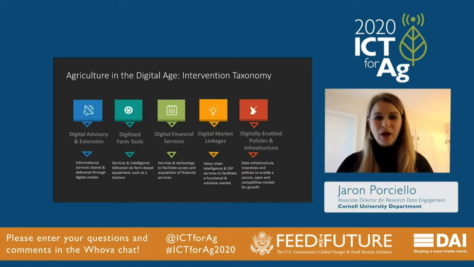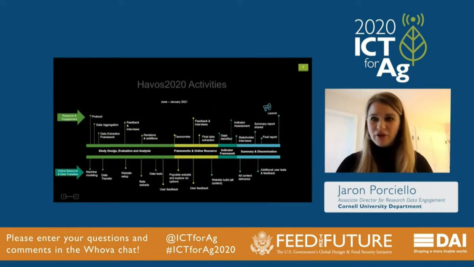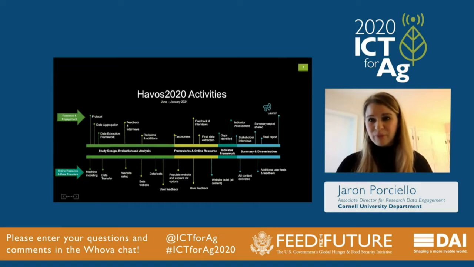What do we know about the adoption and the use of digital financial services? So services and technologies that can help facilitate the acquisition of financial services. In addition, we're also looking for information about digital market linkages and digitally enabled policies and infrastructures. And the taxonomy helps us bring all of these different studies that we're looking at together and make them available through an online open source resource coming later this year.